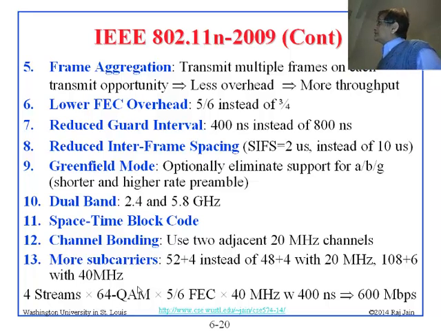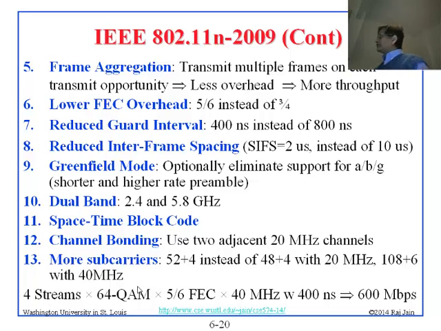Space-time block code, this is a new kind of coding. Channel bonding, you can use two 20 megahertz channels. So instead of 20 megahertz, now use 40 megahertz. Right? And more subcarriers. Now, if you use 40, then you don't need to use guard as much. And so instead of 48 plus 4 in 20, they can now use 52 plus 4. So they started using a little bit more data and less guard. And then with 40 megahertz, they use 108, which is even more than double. So 52 times 2 is 104. They use 4 more and less pilots.